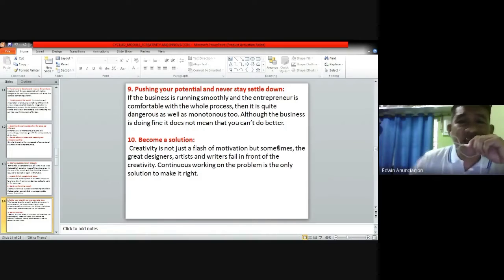Pushing your potential and never stay settled down. If the business is running smoothly and the entrepreneur is comfortable with the whole process, then it is quite dangerous as well as monotonous too. Again, no po, hindi ibig sabihin na smooth yung operations mo ngayon na kumikita ka naman, magiging complacent or magiging kontento ka dyan, di ba?